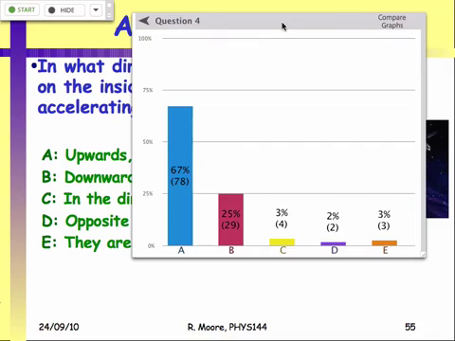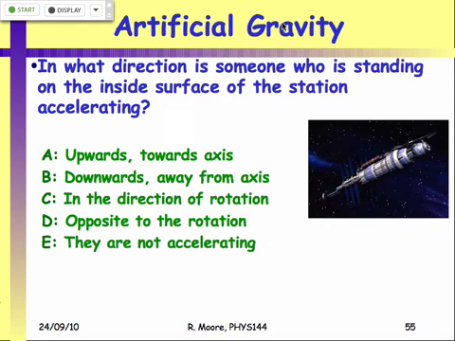Okay, so let's see what we got. Okay, so now we have a clear winner. Not only do we have a clear winner, we have a correct winner as well. If this thing will ever display it. Okay, so A there is indeed the right answer. So why is that the right answer?